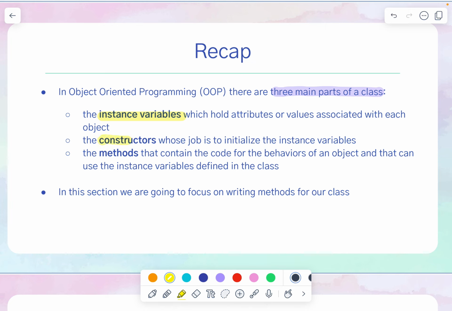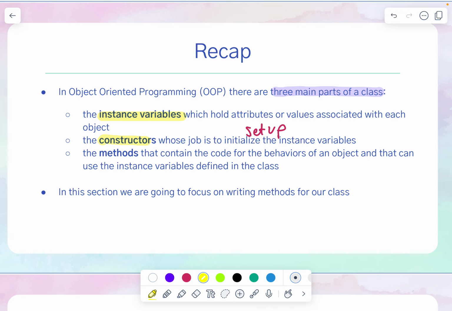We also have constructors, and their main job is to initialize or to set up these instance variables so that they're ready to be used. Recall that if we don't have a constructor, Java will give us a default, no argument constructor that sets all those instance variables to their defaults: 0, 0.0, and null.